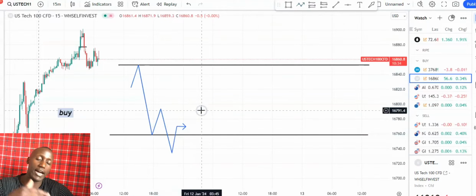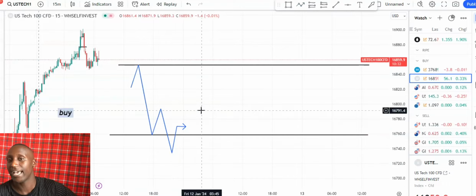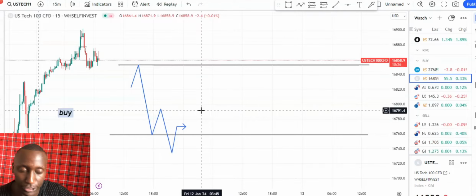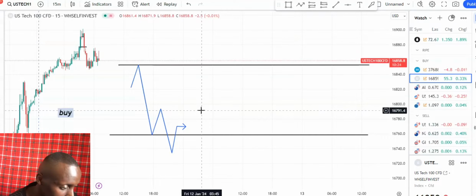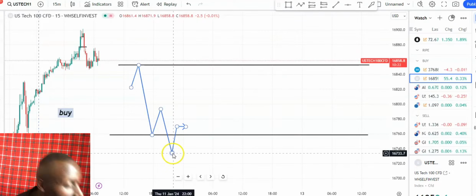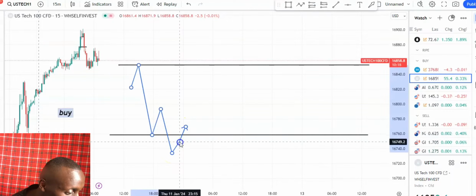Now, once I have Monday and Tuesday set in place, I can now trade from Wednesday, Thursday, Friday, and then Monday and Tuesday, and the cycle continues. This is how it works. Once we have Monday setting the high and the low, and Tuesday setting the initial balance.